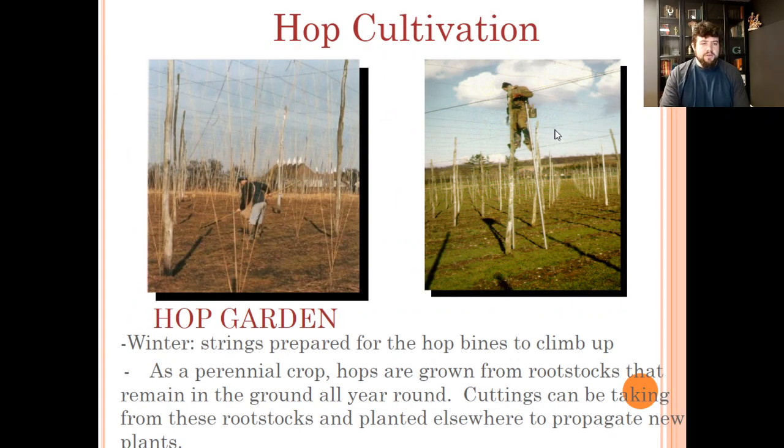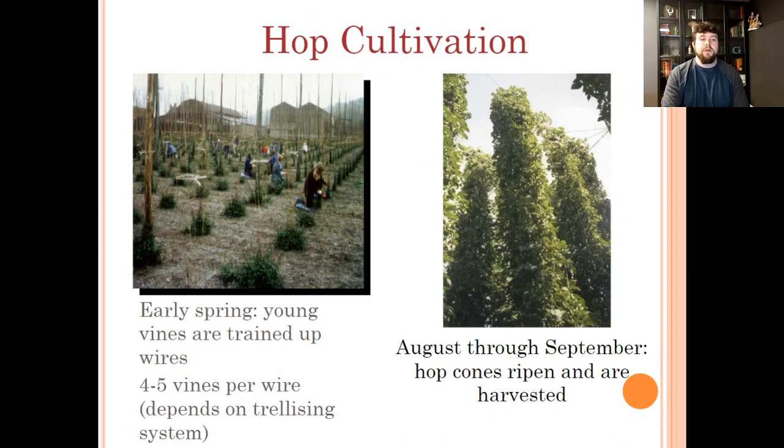Now, to start hops, you literally have people going through the entire hop yard, manually de-weeding, making sure everything's removed, and then getting on stilts, as you can see here on the right, to help string up the wires that go from the bottom of the plant all the way up into the trellis system you see above. This mainly occurs in the winter and the early spring.